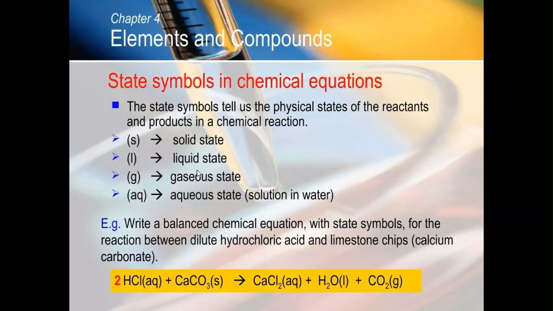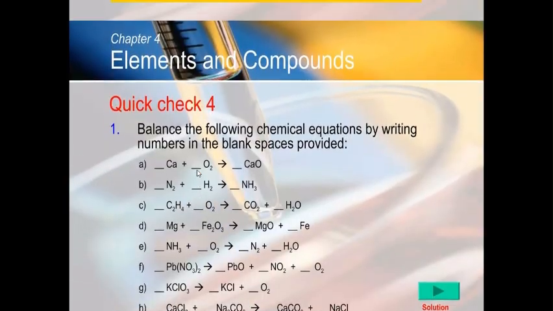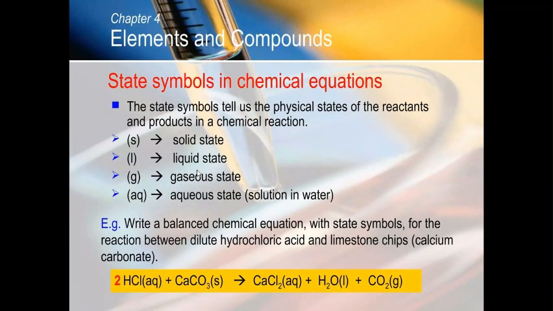So write a balanced chemical equation with state symbols for the reaction between dilute hydrochloric acid and limestone chips, calcium carbonate. If you look at this equation, it is not yet balanced. It is balanced, but I like to keep that for now. So this is an example. I will not work it out. It's just an example, so you guys could ponder about it a little bit.